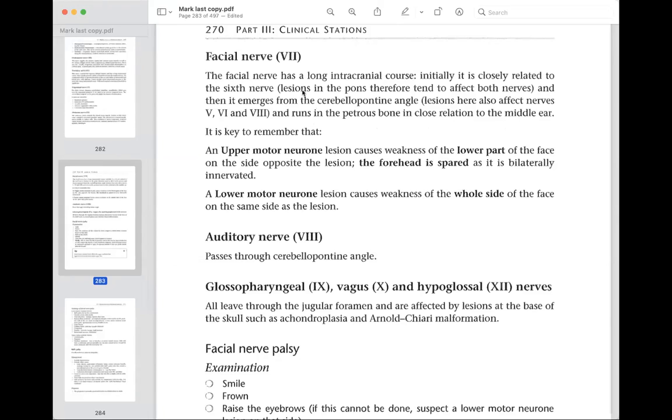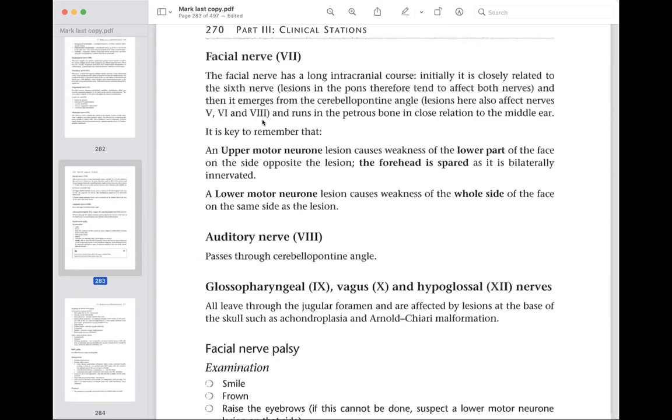Many nerves have a long intracranial course, but the longest is the trochlear nerve. Watch what we read today. Even this nerve has a long intracranial course, and it is closely related to the sixth nerve. We saw the picture before. All these lesions in the pons therefore tend to affect both nerves, and it emerges from the cerebellopontine angle. Lesions here also affect the nerves 5, 6, and 8. So we have to tell all these nerves are related. If one nerve is affected, try to test the other nerves also. Maybe there is something you may get.